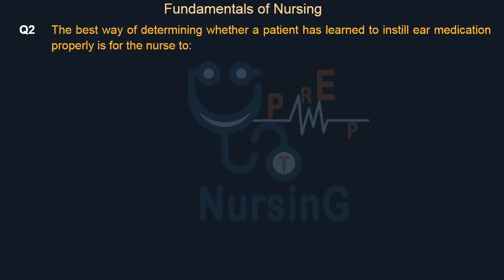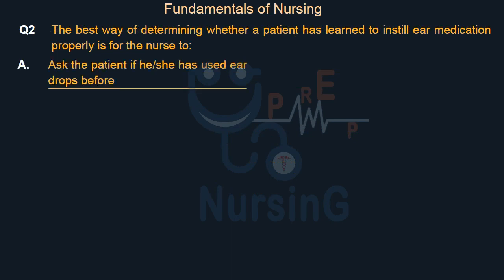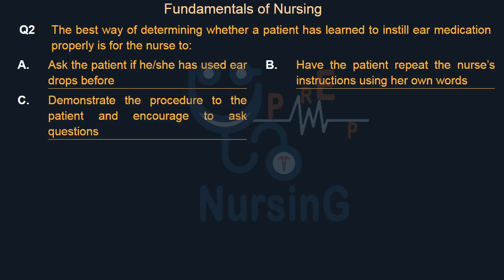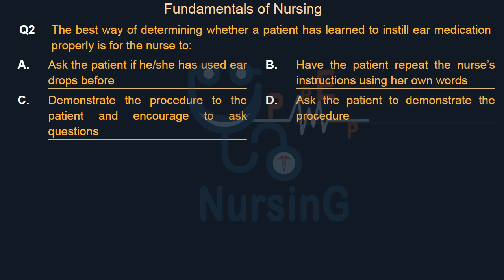The best way of determining whether a patient has learned to instill ear medication properly is for the nurse to: Option A. Ask the patient if he or she has used ear drops before. Option B. Have the patient repeat the nurse's instructions using her own words. Option C. Demonstrate the procedure to the patient and encourage questions. Option D. Ask the patient to demonstrate the procedure.